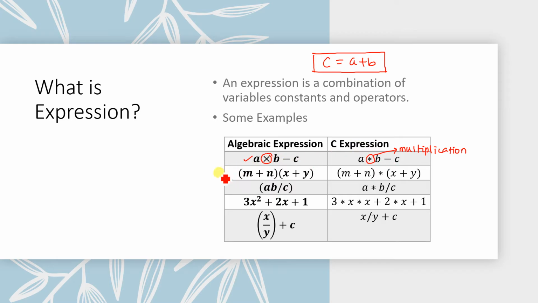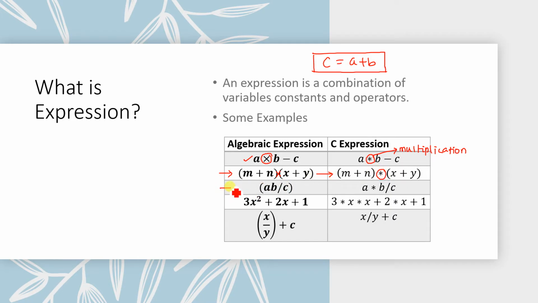Similarly, in the second expression I have written m plus n inside brackets multiplied by x plus y inside brackets. It is understood that there is a multiplication between these two brackets. But while writing this in C, you need to provide the star symbol between these brackets so that the compiler will understand that after the addition of these two operations, it needs to multiply the results.